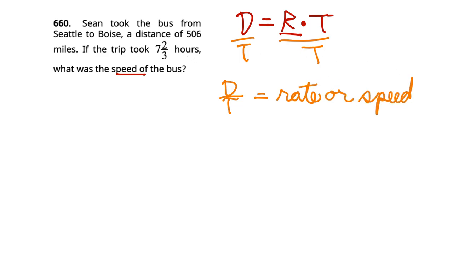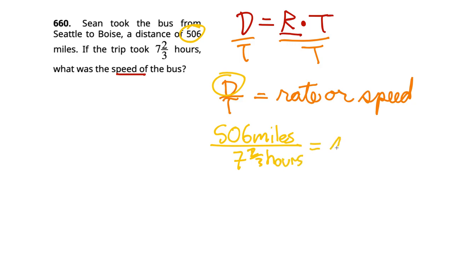And then, so distance, well, I actually substitute. 506 is going to go up top. That's going to be my distance. 506 miles over 7 2/3 hours equals speed. Man, self-sabotage. So the trick is we want to do this.